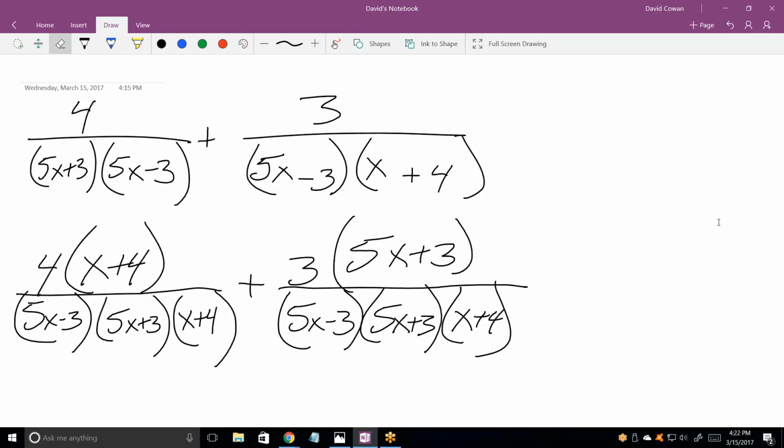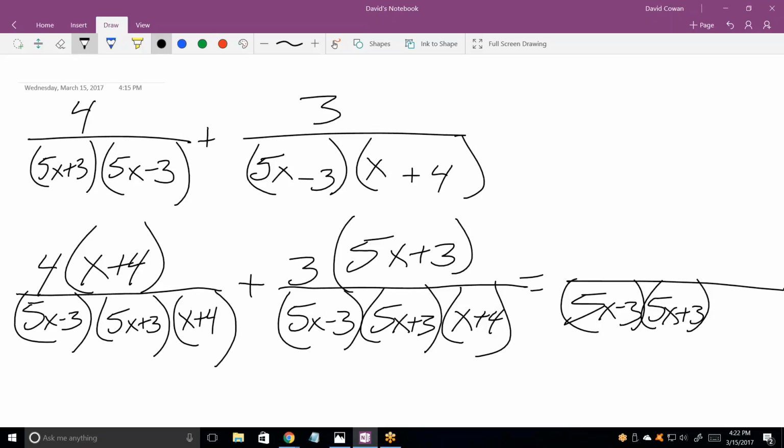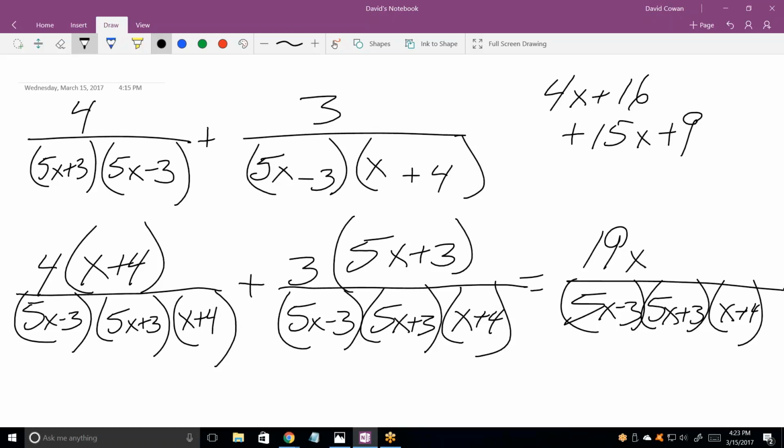Okay. Now all I got to do is add across the top, right? Yeah. In other words, I'm going to put my common denominator down here, never multiplying it together because I might be able to cancel something else. What do I have in top? So it's 19x. 4x plus 16. Yeah, and then 15x plus 9. So it's 19x plus 25. Okay. That cannot be factored.